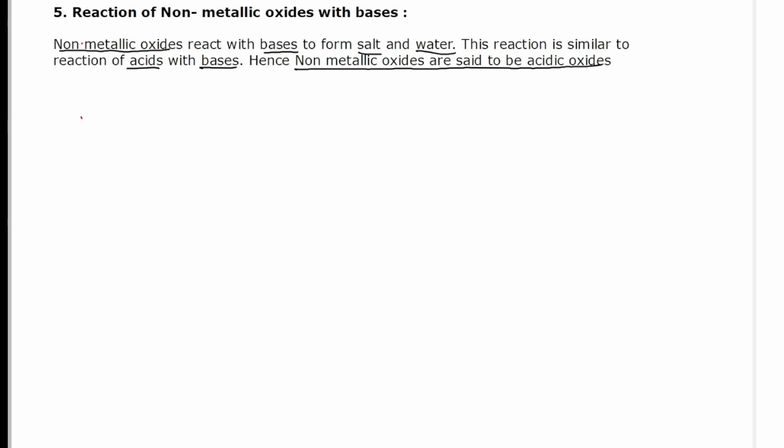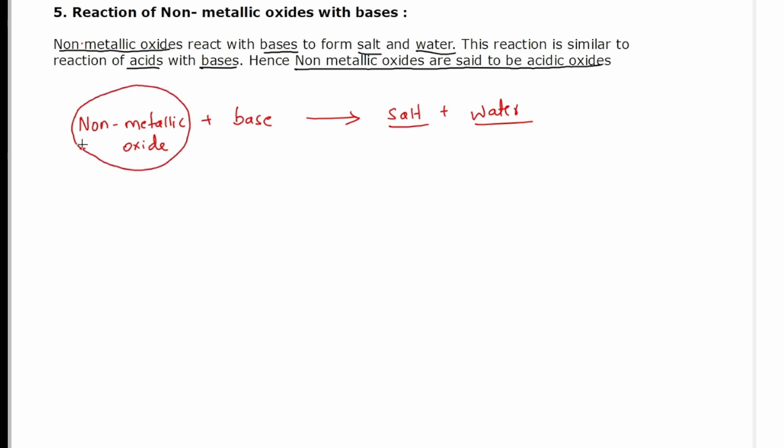So we can write non-metallic oxide plus base. They undergo reaction to form salt and water. On the product side, we are going to get only the salt and water. So this reaction is also a neutralization reaction, because of which we conclude that non-metallic oxides are acidic in nature. Let us take an example here.